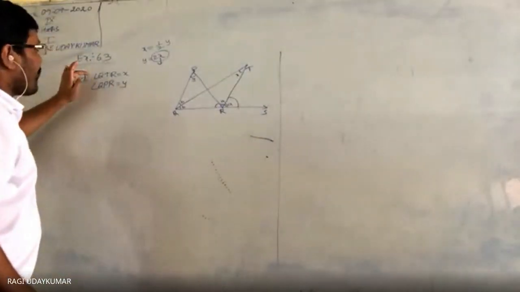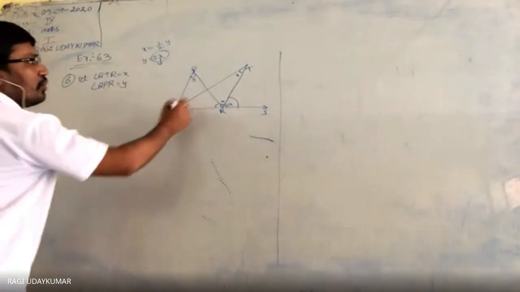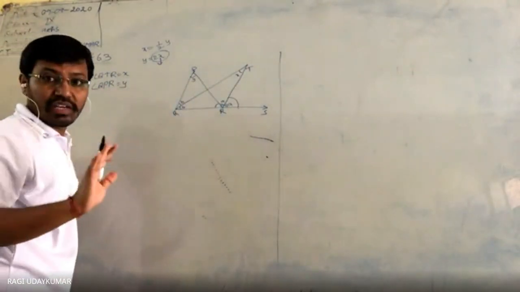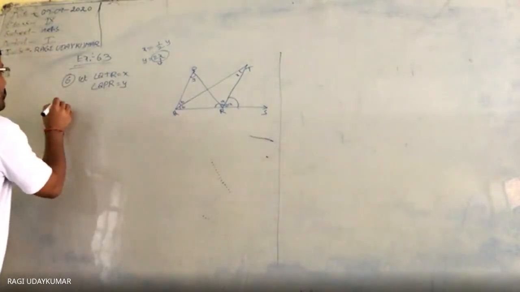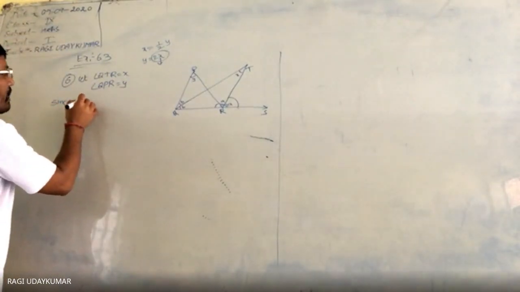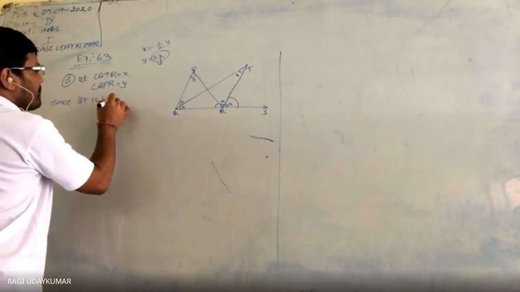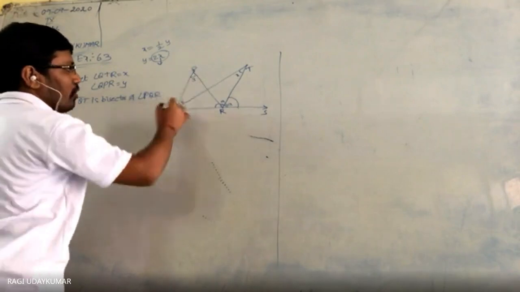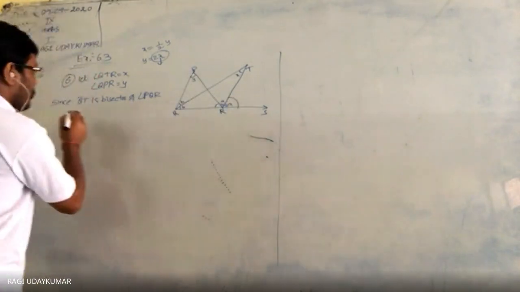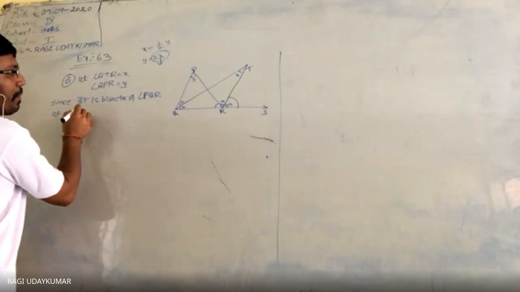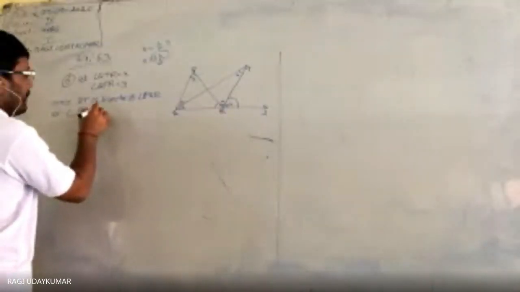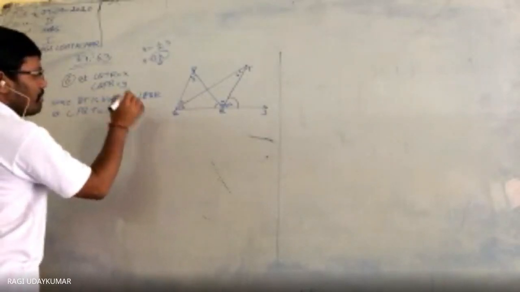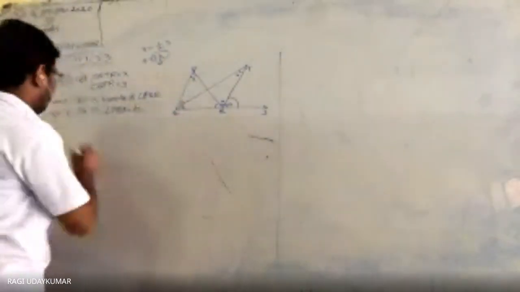So angle QTR is equals to x. Angle QPR is equals to y. I have considered this, it is not given to you in the textbook. Since QT is the bisector of angle PQR, therefore let angle PQT is equals to angle TQR is equals to b. I have considered both of these as b.